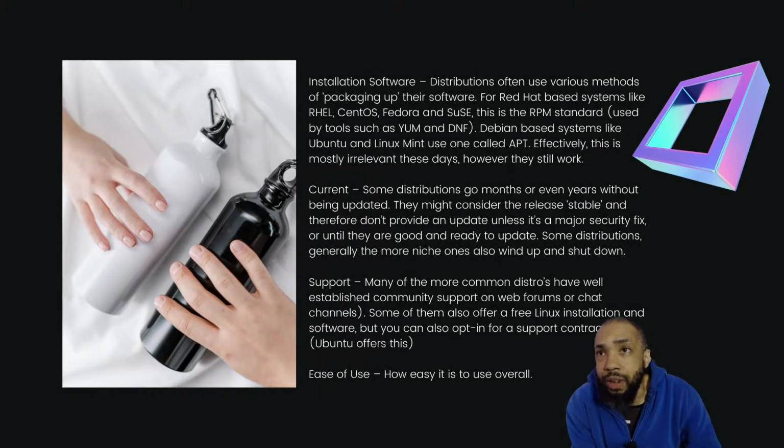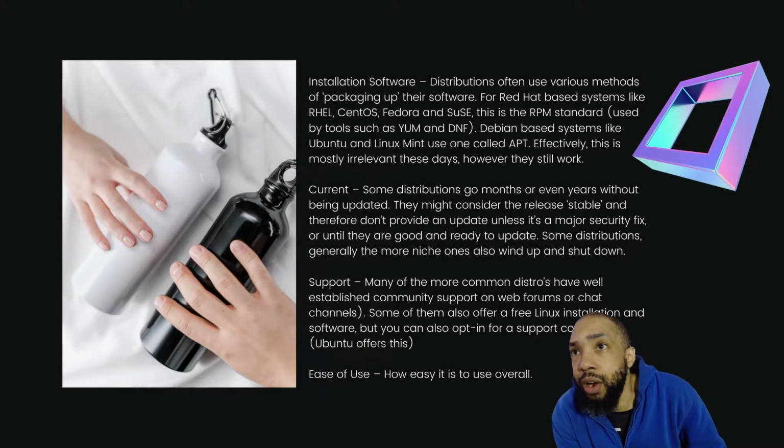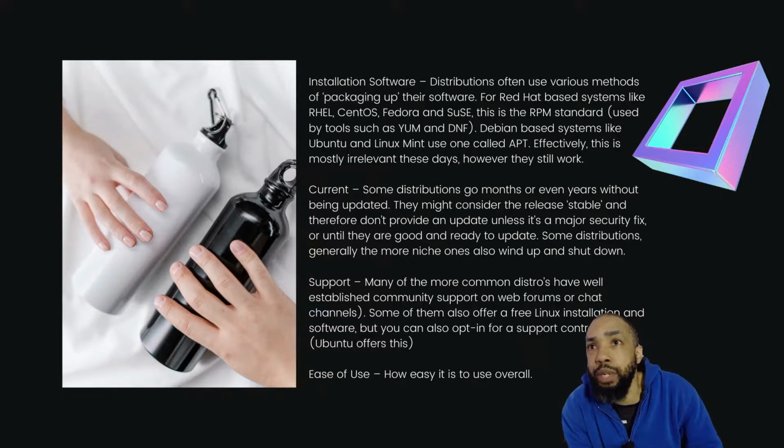Now, installation software. Distributions often use various methods of packaging up their software. For Red Hat based systems like RHEL, CentOS, Fedora, and SUSE, this is the RPM standard used by many, and Debian-based systems like Ubuntu use APT, which is effectively mostly irrelevant these days.